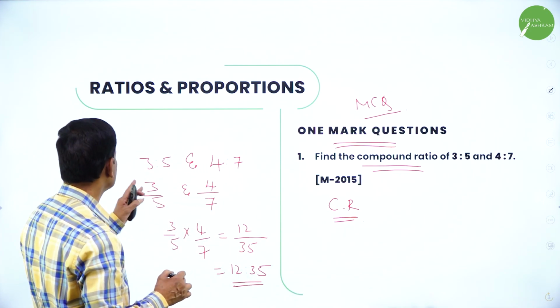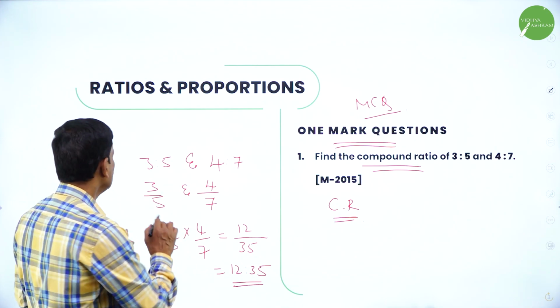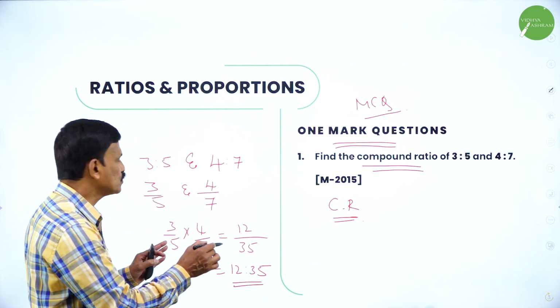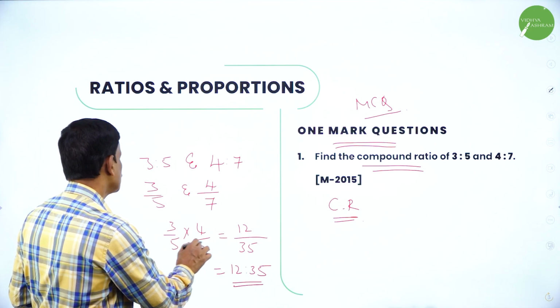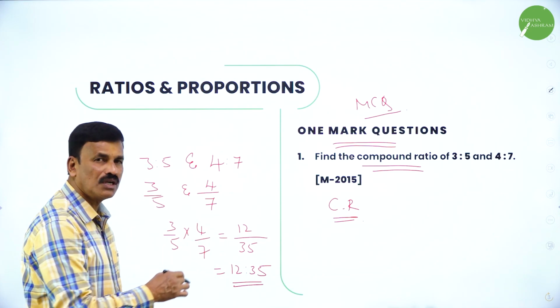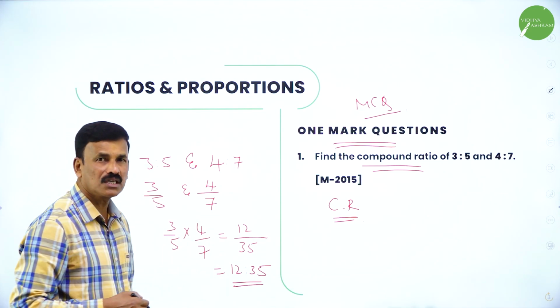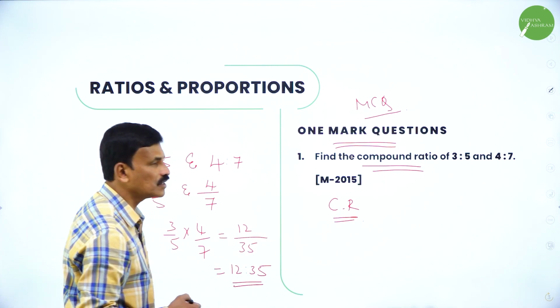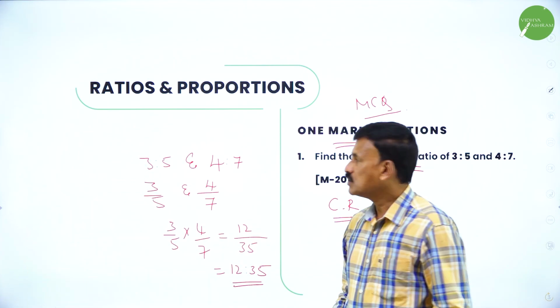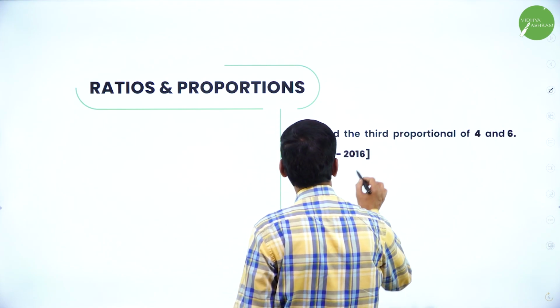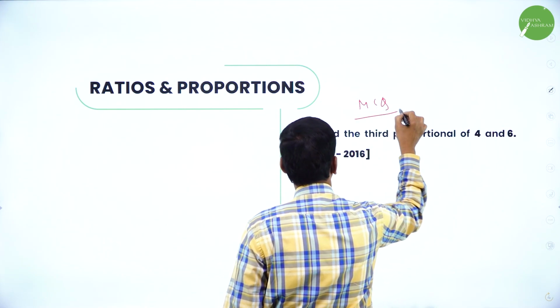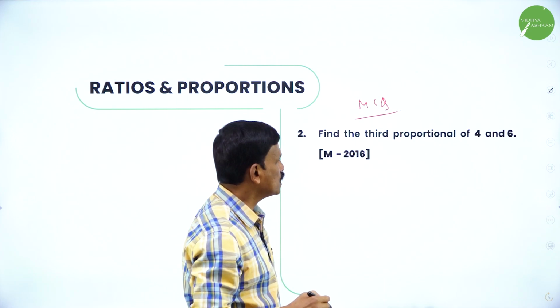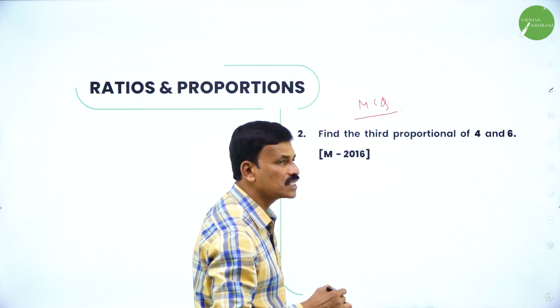Just multiply, that's it. 3 by 5 into 4 by 7. 3 into 4 divided by 5 into 7. 3 4s are 12, 5 7s are 35. So 12 divided by 35 means 12 is to 35 is the compound ratio for the given question. That's it. Now move on to the next problem. Again, this is also an MCQ problem. Find the third proportional of 4 and 6.